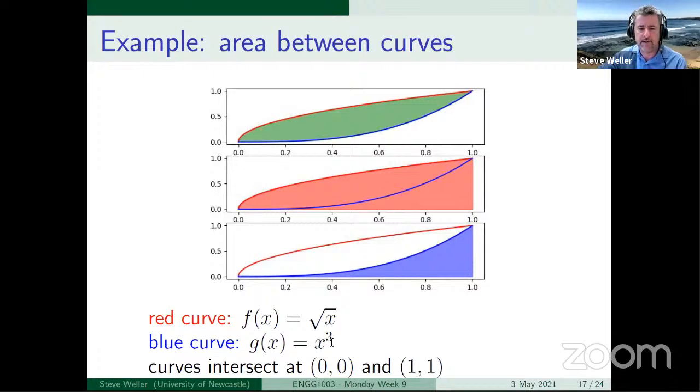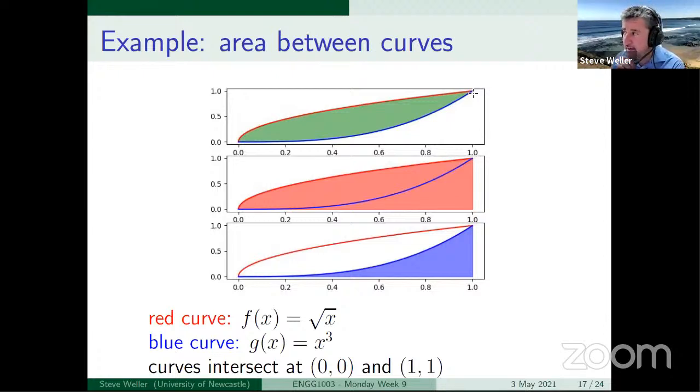Now, these two functions have been chosen to illustrate this application of numerical integration to compute the area between curves. And they've been chosen in such a way that the red curve and the blue curve intersect at two points. They intersect at 0, 0, and they also intersect at the point 1, 1. And so they've been chosen just for the sake of illustration to create this sort of, I don't know if you want to call it a gum leaf shape, and it's the area in green.